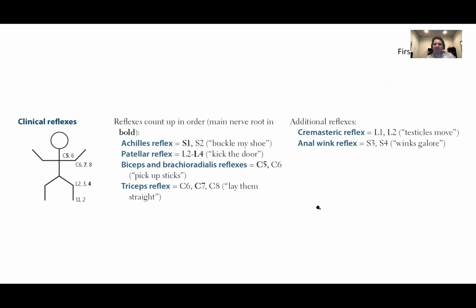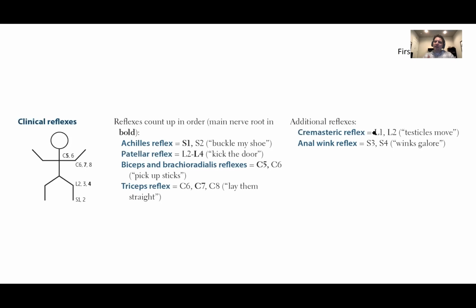Okay, reflexes, just in case they ask. Achilles, you think S1. Patellar reflex is typically L4. Biceps is C5. C5, C6, remember the mnemonic: C5, C6, pick up sticks, right? So you use your biceps to pick up sticks. C7, C8, lay them straight. Triceps to lay them straight. That's that reflex.